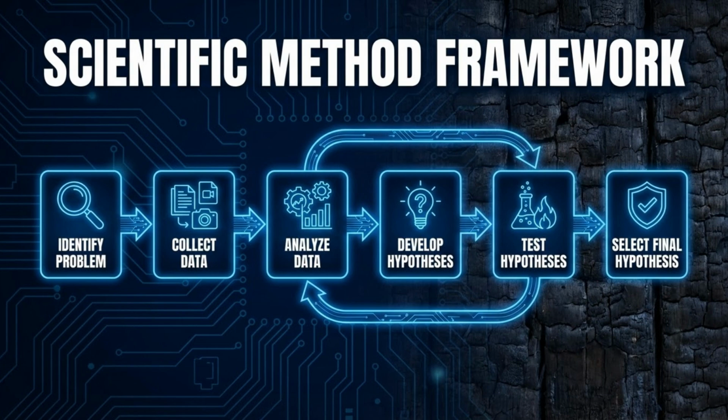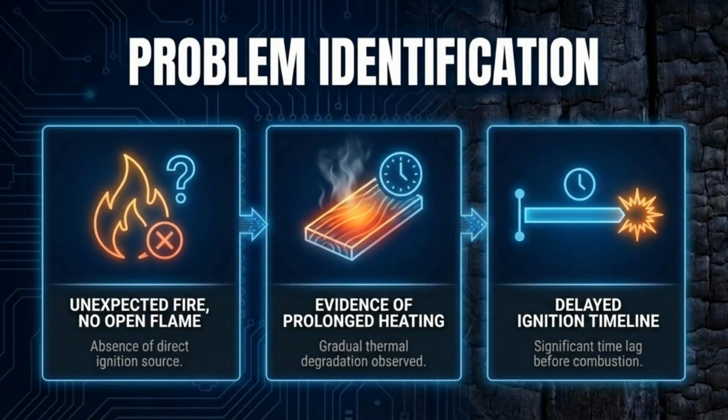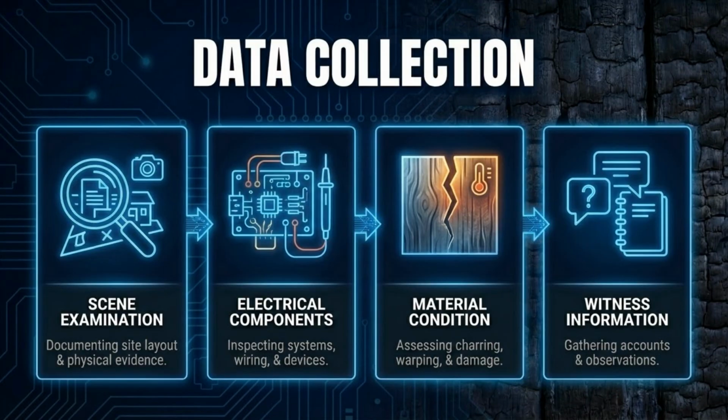The scientific method framework involves 6 critical steps: identifying the problem, collecting and analyzing data, developing and testing hypotheses, and selecting the final hypothesis. All conclusions must follow this process. Problem identification begins with an unexpected fire, lacking an open flame source. This often involves evidence of prolonged heating, leading to a delayed ignition timeline. Data collection requires scene examination, inspecting electrical components, assessing material condition, and gathering witness information to build a comprehensive case.